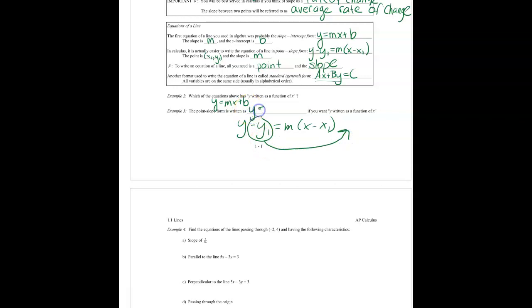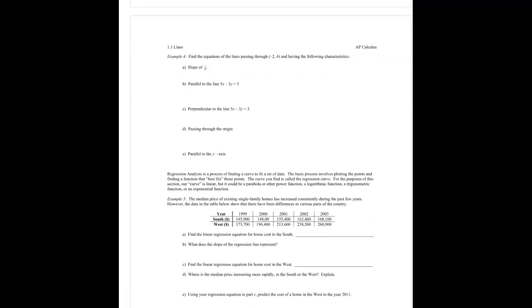So that should just be Y is equal to m times the quantity of X minus X sub 1, now plus Y sub 1. And we're done. Cool. Moving on. Alright, example 4.